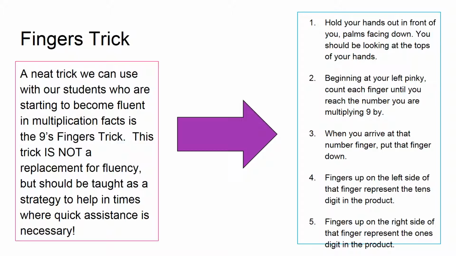Next, let's move on to the fingers trick. In this concept, we're going to talk about patterns that will allow students to help become fluent in their multiplication facts. And we focus on the 9 times table because there are tons of strategies out there to help students memorize these facts. One of them being the fingers trick. So it is a neat trick to help them become fluent. However, it is not a replacement for fluency. They are taught this strategy to help them in a time of need or a time where they really just need to quickly figure out their fact and they're not quite sure off the top of their head.